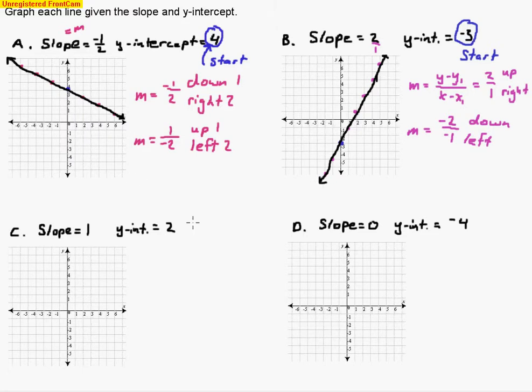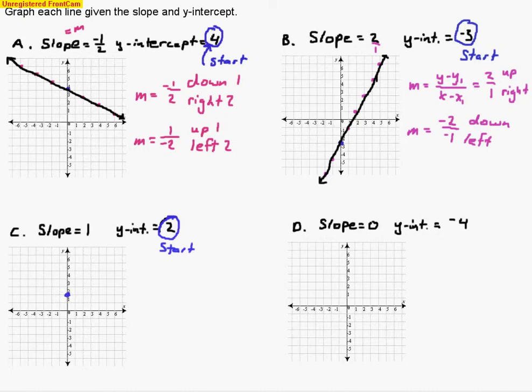Here we've got just a positive 2 for the y-intercept. So for the y-intercept, again, that's where we're starting. We always start at a point. That's what we're doing here, is we're starting at positive 2. So we start there and plot that point up 2 spaces on the y-axis.